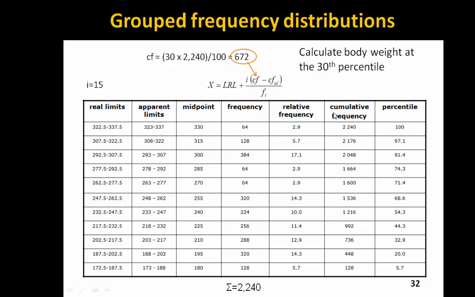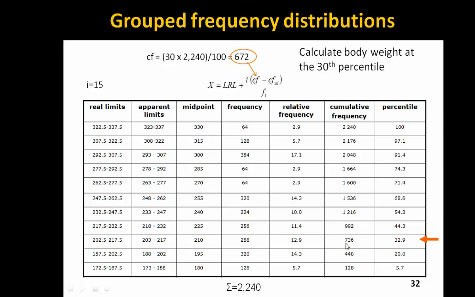So if we're interested in calculating the body weight at the 30th percentile, we can take a look through this table, and what we see is that the 30th percentile is not exactly captured. It's below 32.9, but we want a single value for the weight at the 30th percentile. And so the cumulative frequency, by following the formula, is 30, because that was a given, times 2,240, all divided by 100, and now we have a value of 672 that we would put into the cumulative frequency.